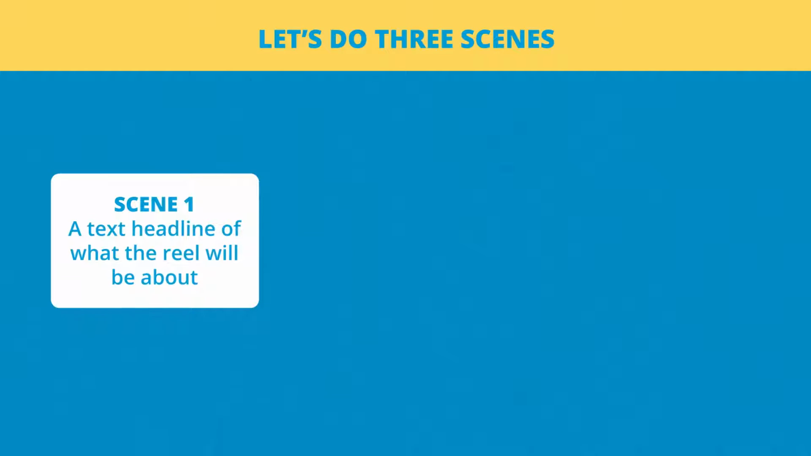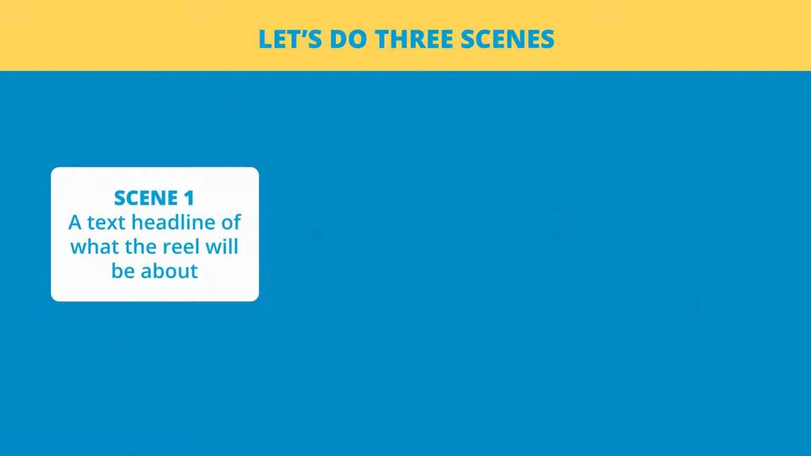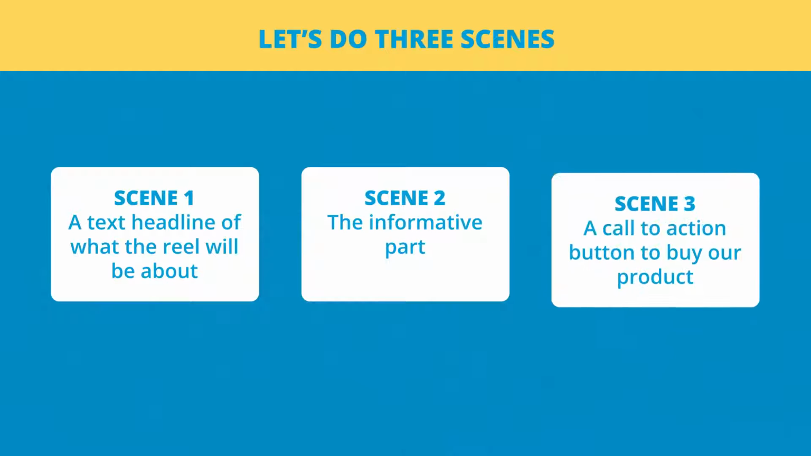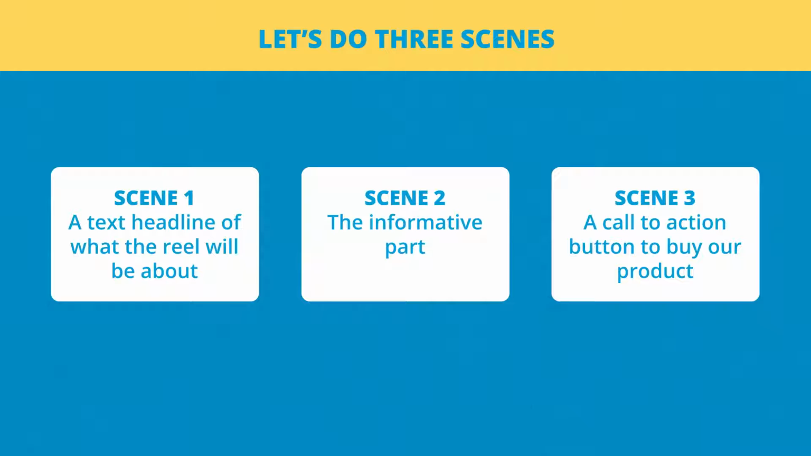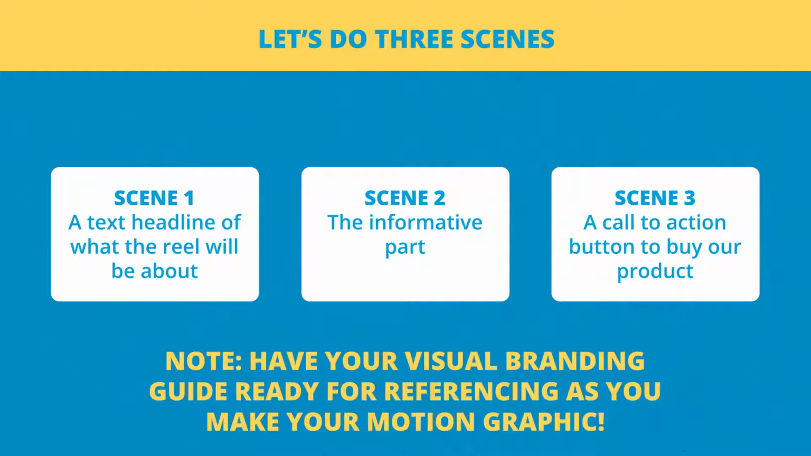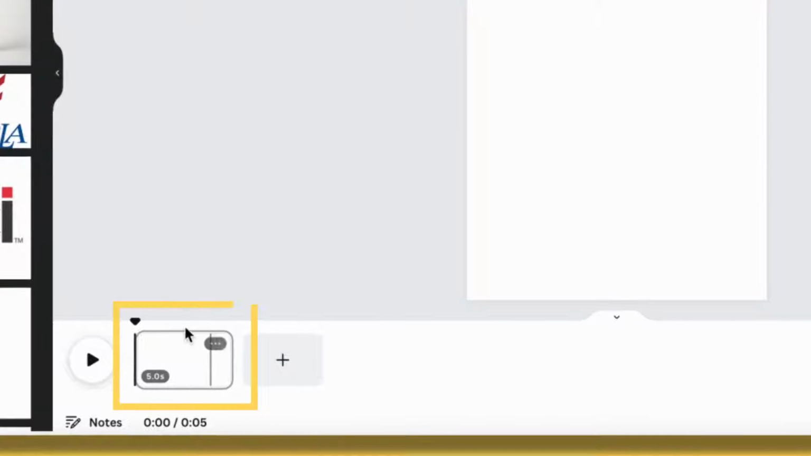Let's do three scenes. The first scene will be a text headline of what the reel will be about. Second scene will contain the informative part, and the third and last scene will feature a call to action button to buy our product. It's important to note that you do want to have your visual branding guide ready for referencing as you make your motion graphic. Starting with the first scene, which is represented by this box in the timeline down over here.